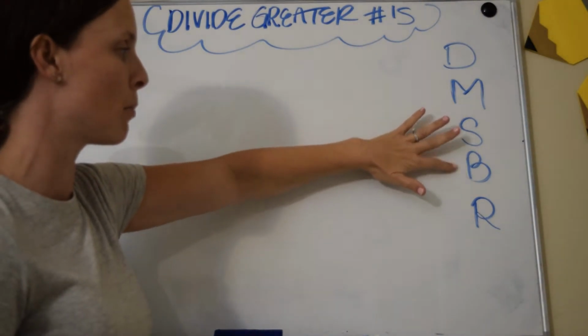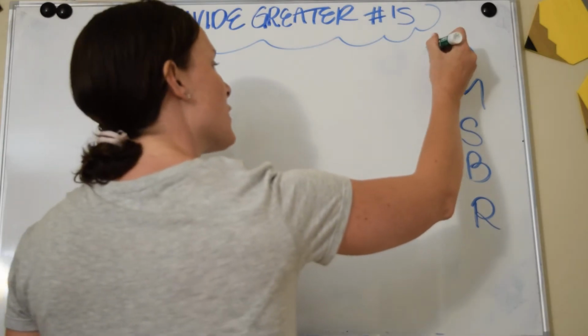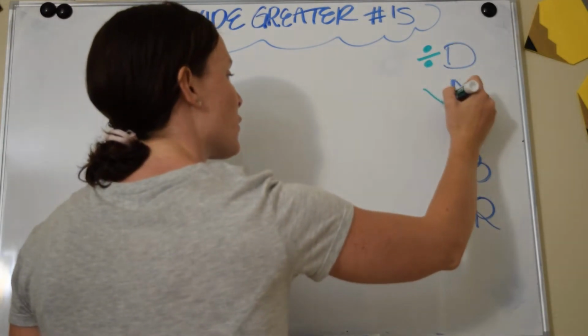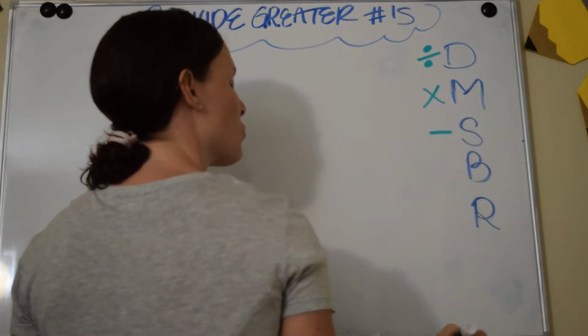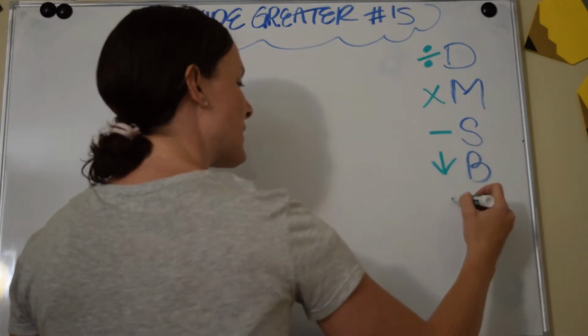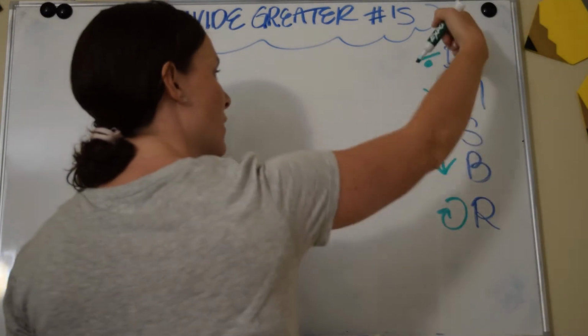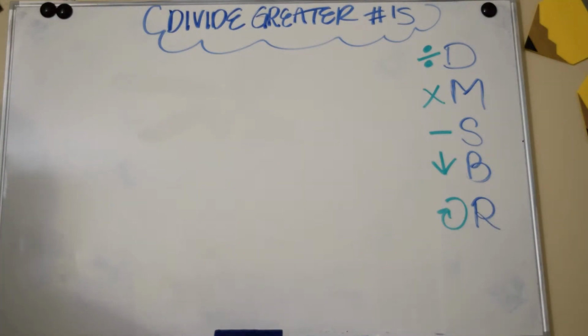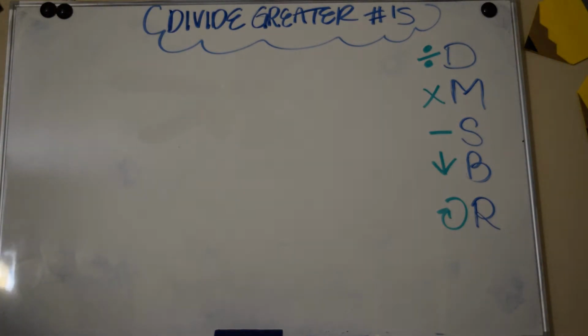Does McDonald's sell burgers regularly? D stands for divide, M stands for multiply, S stands for subtract, B stands for bring down, and R stands for repeat. And then you go right back up to the top. So let's go ahead and work with our first problem.